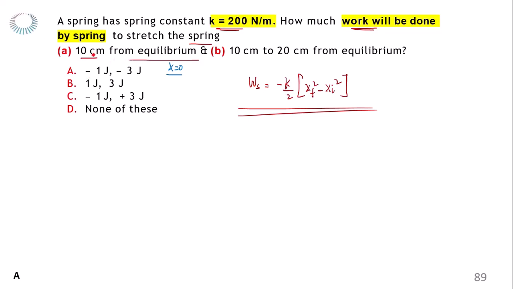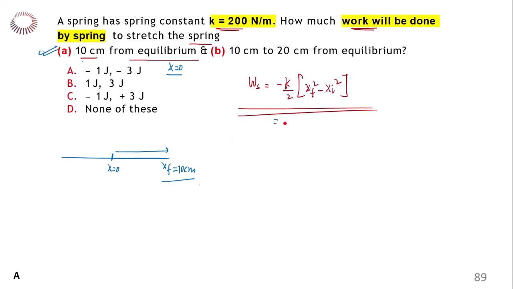Now we are elongating the spring 10 centimeter from equilibrium. So x final is there. So in the first situation, you are elongating the spring 10 centimeter from equilibrium. Let us say the equilibrium position is x equals 0. So you are elongating from x equals 0 to x final equals 10 centimeter. Okay, that is the situation.